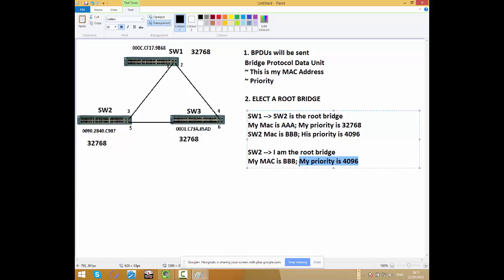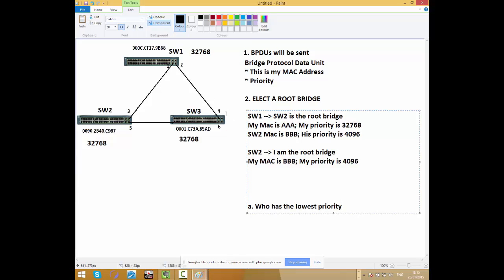And the reason why he determined that switch two has a better value than him is because of this one, priority. So in the election of the root bridge, the first thing they determine is who has the lowest priority. So that's the first thing that they use. So they're looking who has the lowest priority. So this one goes, hello, I'm the root bridge. My MAC is this one. My priority is this one.